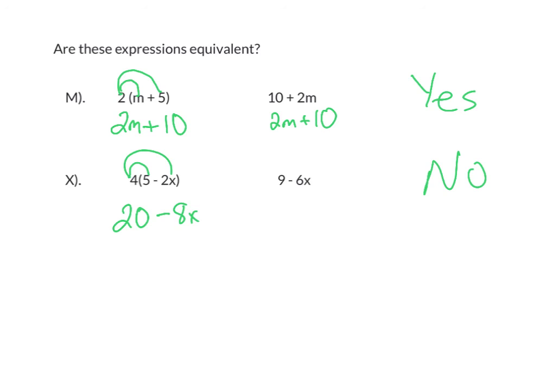If you felt comfortable, you could also factor a number out of the second expression. Both 9 and 6 can have a 3 come out, so we could factor out a 3 and have 3 times the quantity 3 minus 2x, and that is definitely not the same thing as 4 times the quantity 5 minus 2x. So the answer is still no.